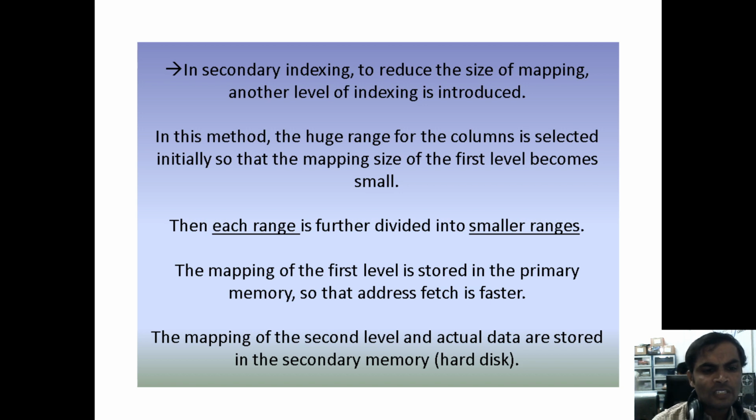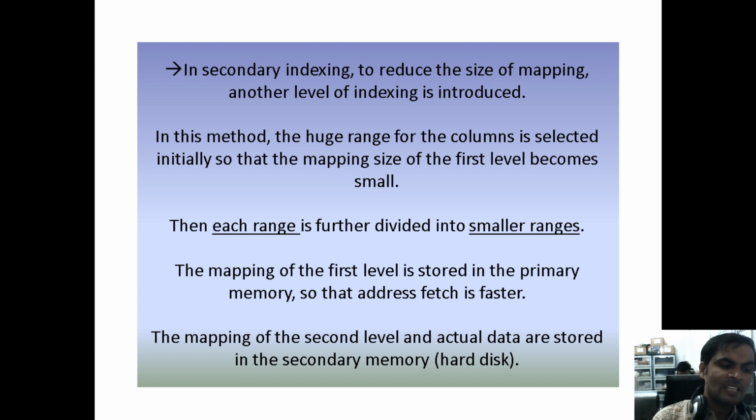The map of the first level is stored in primary memory so that address fetching is fast. Suppose under the secondary index you take two indices: first index structure, second index structure, and the main table will be there. Now, with the help of the first index we are considering a primary index.